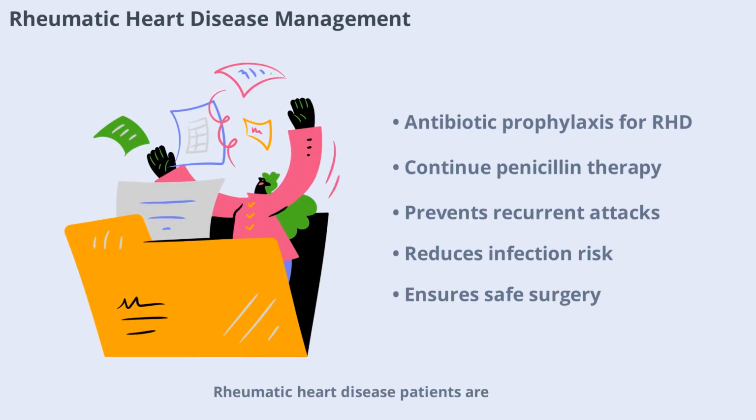Rheumatic heart disease patients are at risk for infective endarteritis. Management includes antibiotic prophylaxis with 2 g amoxicillin 1 hour before the procedure. Patients on daily or monthly penicillin should continue their medications to prevent recurrent attacks. These steps help reduce infection risk and ensure safe surgical outcomes for patients with rheumatic heart disease.